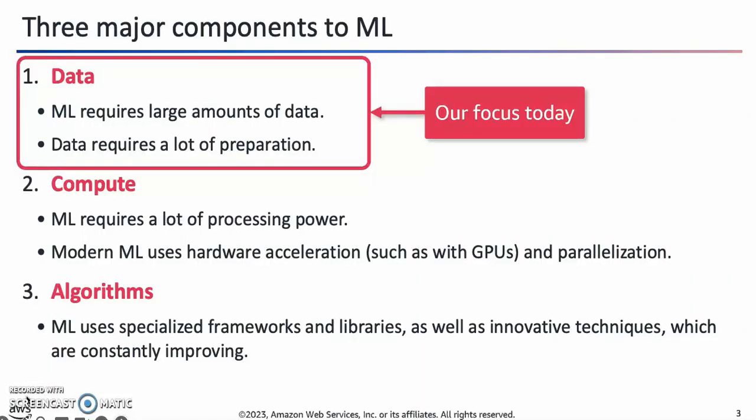In this video, we introduce types of machine learning and aspects of successful machine learning problems. There are three main components to machine learning, and they are data, computational power, and algorithm.